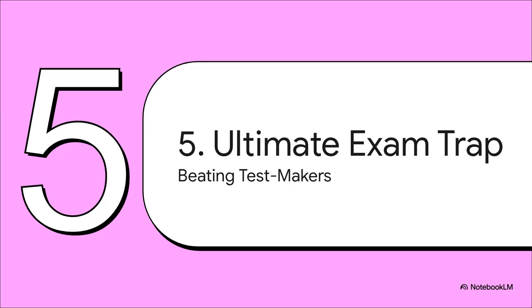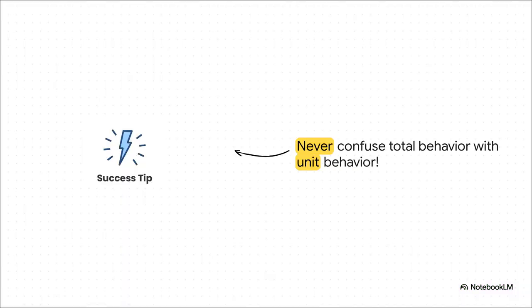Section 5. The ultimate exam trap, beating the test makers. This is the crucial point we've been building toward, how to survive the specific phrasing that causes so many candidates to fail. Whenever you see a question about cost behavior on your exam, I want you to picture this success tip. Never confuse total cost behavior with per unit cost behavior. Seriously, test makers will purposefully give you information about a total fixed cost and then ask you how the per unit fixed cost reacts. You have to force yourself to identify if the question is asking about total behavior or unit behavior before you even glance at the multiple choice options.